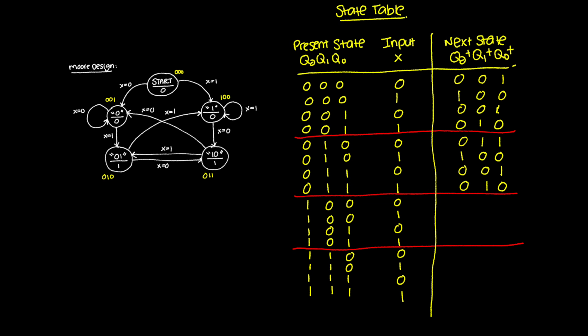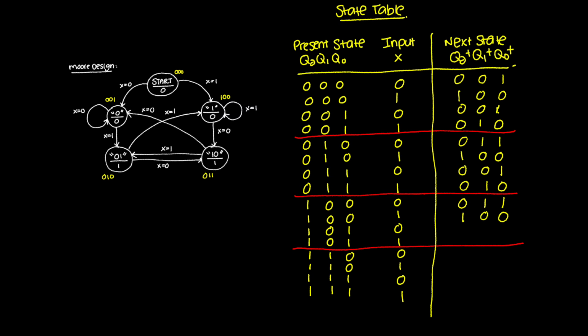And only one state left to go. So if I'm in state 1, 0, 0, that's this, right? So I'm doing this row over here. Input x is 0. My next state is 0, 1, 1. But if my input x is 1, I remain in the same state. Back in 1, 0, 0.